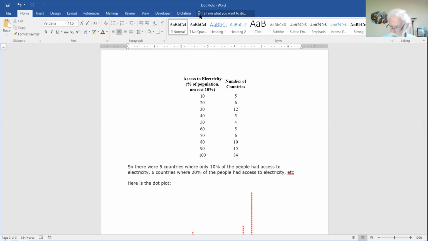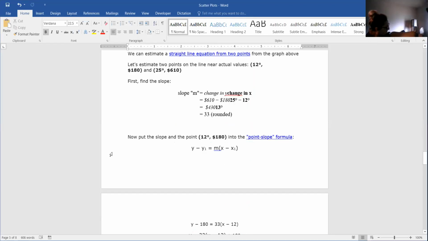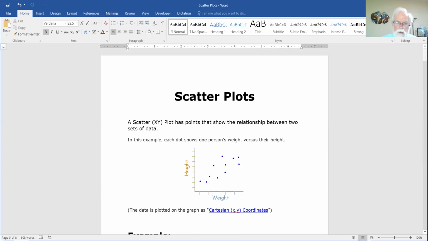And we'll take a look at something called a scatter plot. Scatter. Is that also a graph? Yes, it is. A scatter plot is a way of looking at the relationship between two sets of data.